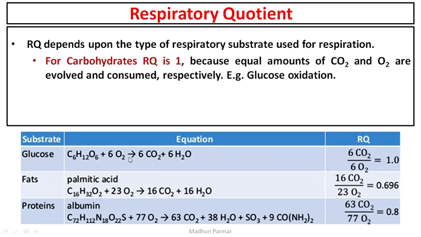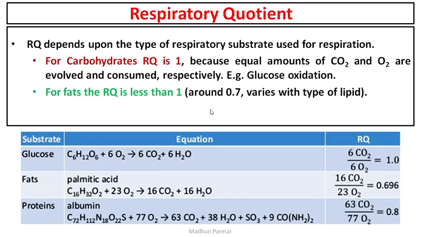So 6 and 6 get cancelled and you just have 1. Okay, so a respiratory quotient of any carbohydrate is close to 1. For fats, it is less than 1.